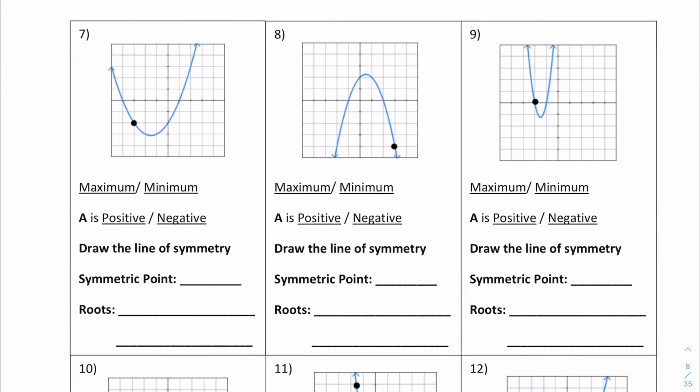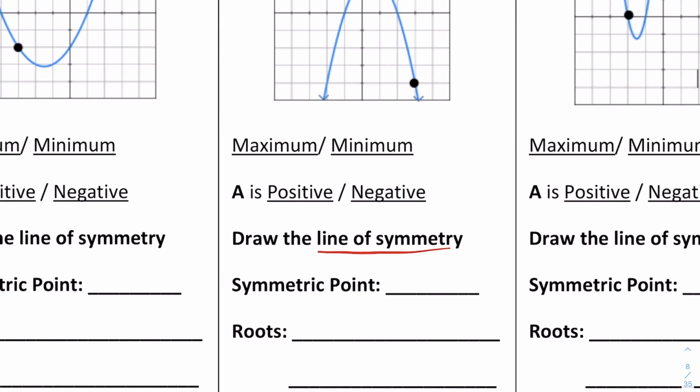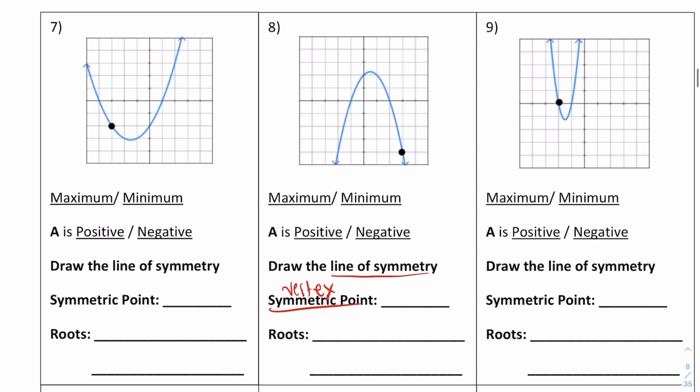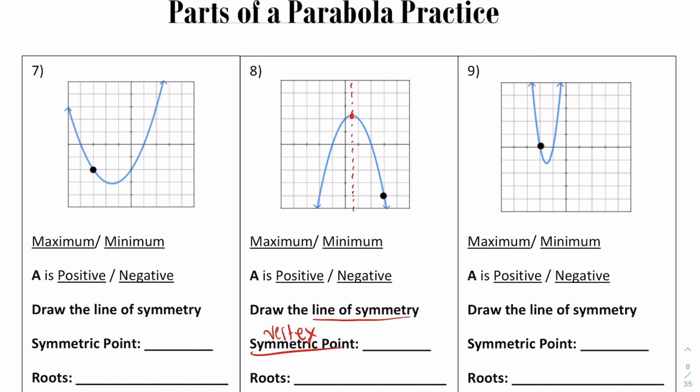The final thing that I have to show you is that sometimes you will need to label the axis of symmetry, the line of symmetry. Another word for vertex is a symmetric point. A symmetric point is the same thing as the vertex. So if it asks you to draw the line of symmetry, you're just going to find the max, put a dotted line going through that point vertically.